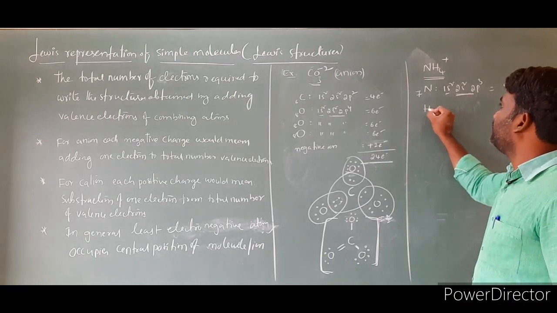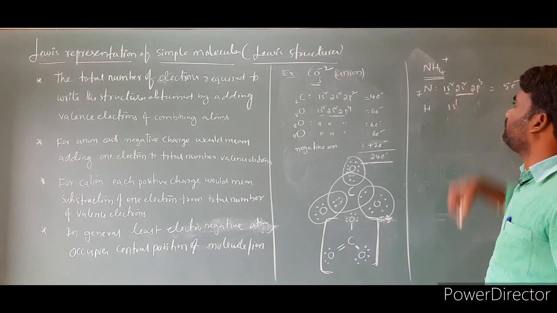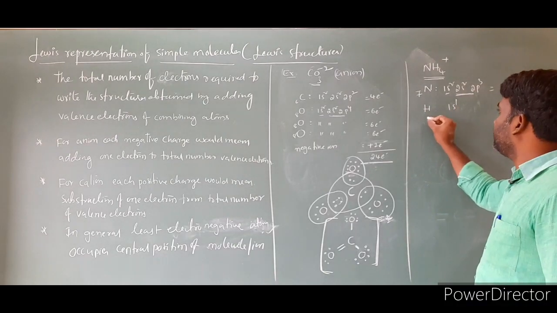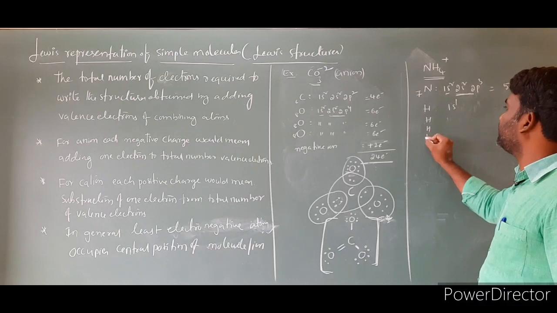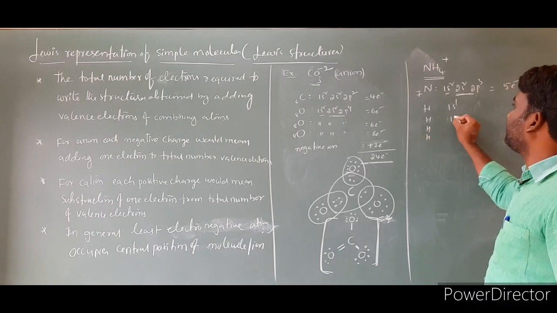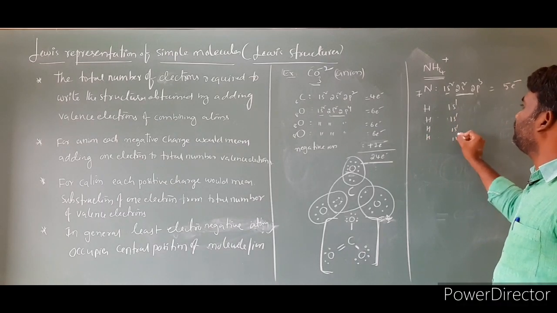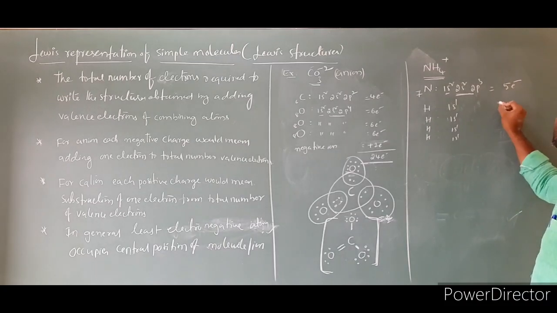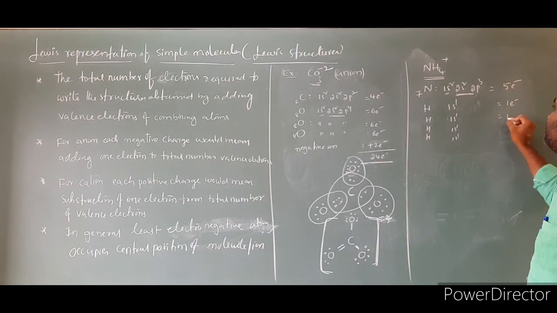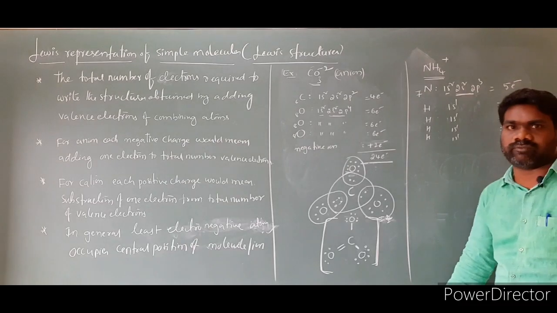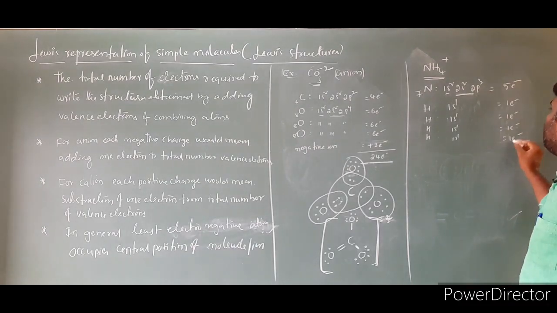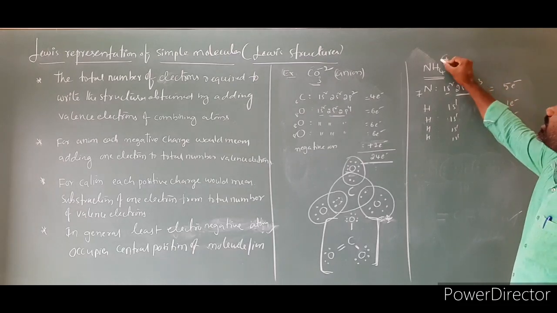Next hydrogen. Hydrogen configuration is 1s1, isn't it? Then how many hydrogens? There are 4 hydrogens. In all the cases 1s1, 1s1, 1s1. The total number of electrons here is 1 electron, second hydrogen electron, third hydrogen, fourth hydrogen. All have 1 electron. And the total number of electrons is 9, but a positive charge is there.